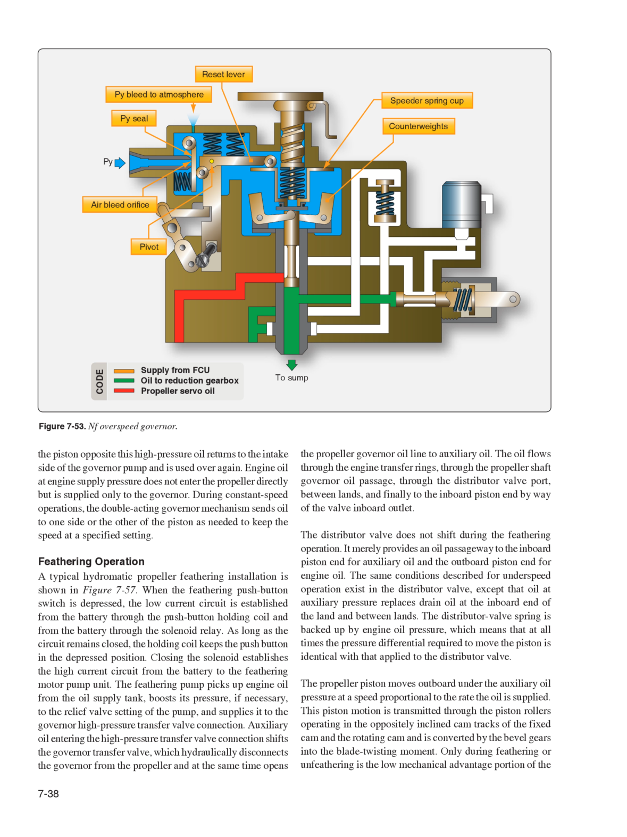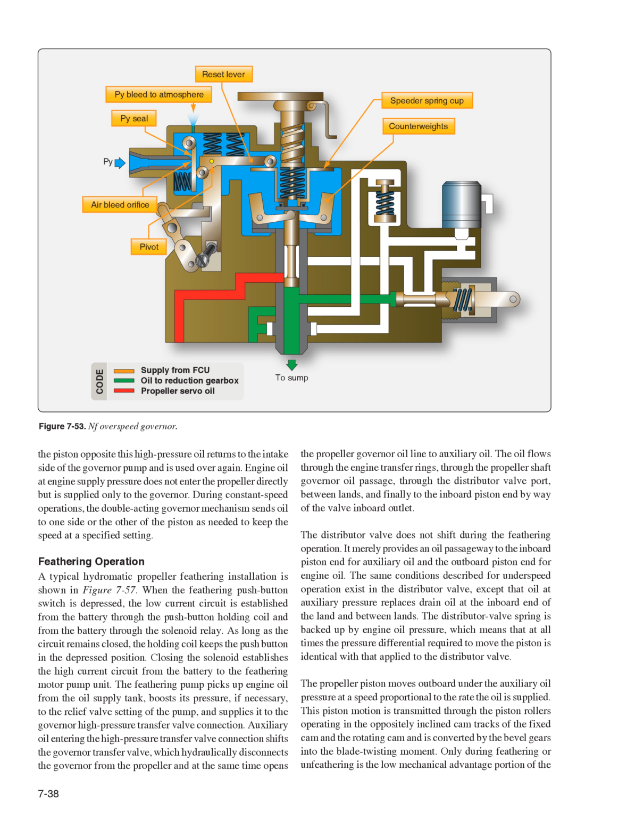The feathering pump picks up engine oil from the oil supply tank, boosts its pressure, if necessary, to the relief valve setting of the pump, and supplies it to the governor high-pressure transfer valve connection. Auxiliary oil entering the high-pressure transfer valve connection shifts the governor transfer valve, which hydraulically disconnects the governor from the propeller and at the same time opens the propeller governor oil line to auxiliary oil. The oil flows through the engine transfer rings, through the propeller shaft governor oil passage, through the distributor valve port, between lands, and finally to the inboard piston end by way of the valve inboard outlet.